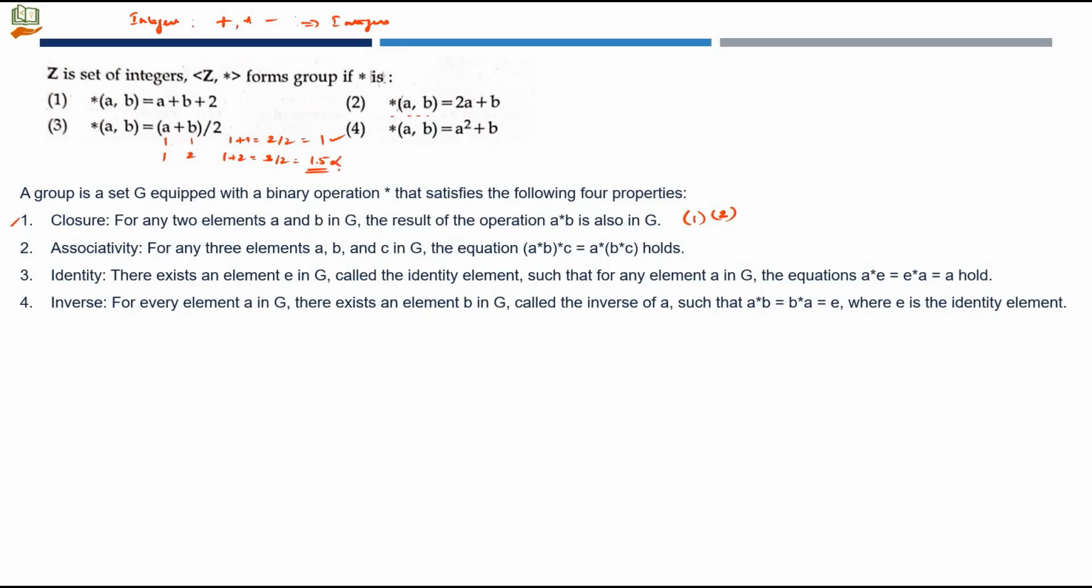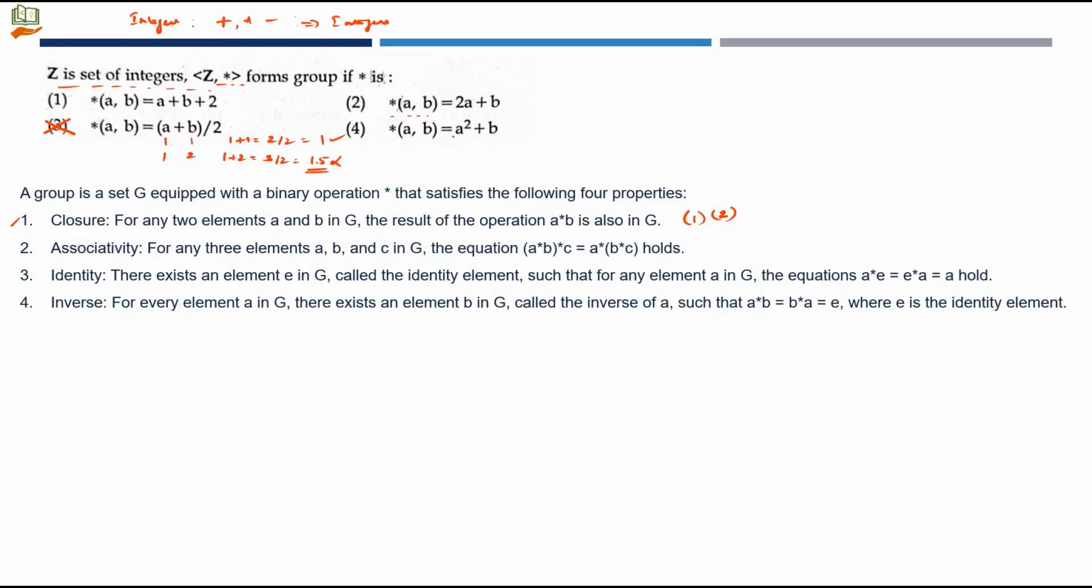Once it gets into decimal numbers, we can term it as a real number. Here the question is about the set of integers. Since the evaluation of (A plus B) by 2 may result in decimal numbers or real numbers, we can say option 3 does not hold the closure property. When the first property itself is not true, definitely it is not going to be a group under the multiplication operation. So we can rule out option 3 here itself.